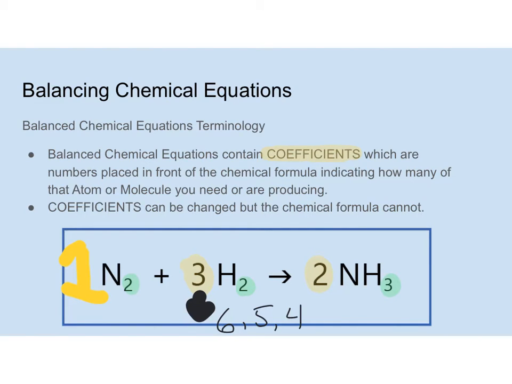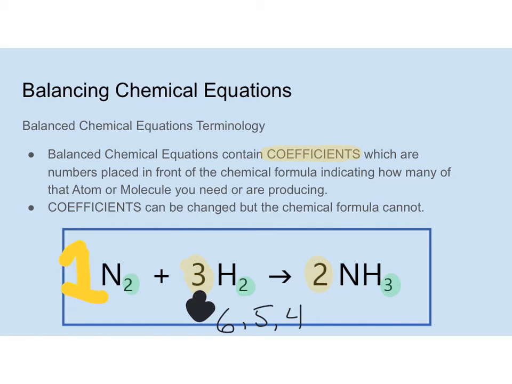Okay, and what these coefficients really are representing is basically saying 1 N2 molecule has to react with 3 H2 molecules. It won't work unless you have 3 of them. So 1 N2 has to react with 3 H2s. And if you have the 1 N2 react with 3 H2s, you're going to produce 2 NH3s.